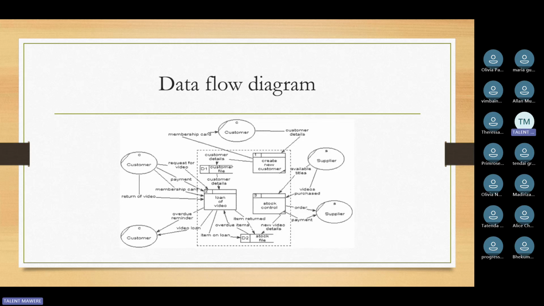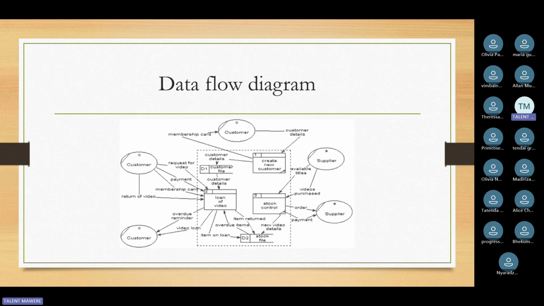So we're saying that this is a video rental company, the one that we were talking about the other day. A new customer is created. They want to join the club, so we create a new customer. Here is the process of creating a new customer. The files of the new customer are then stored in the customer file.